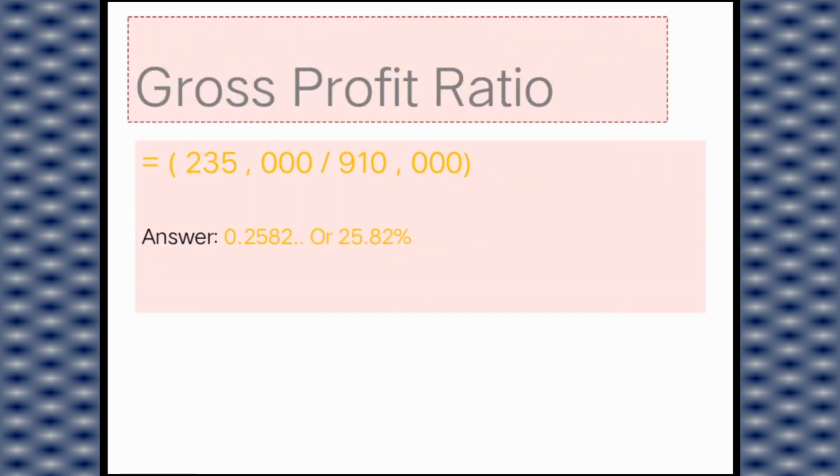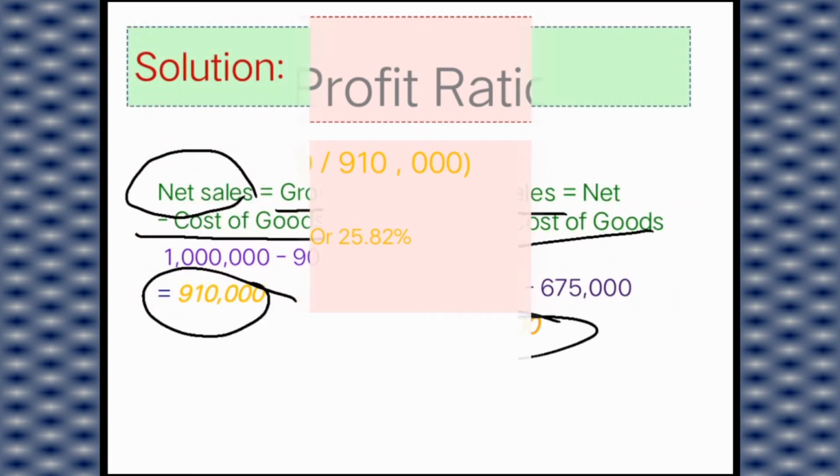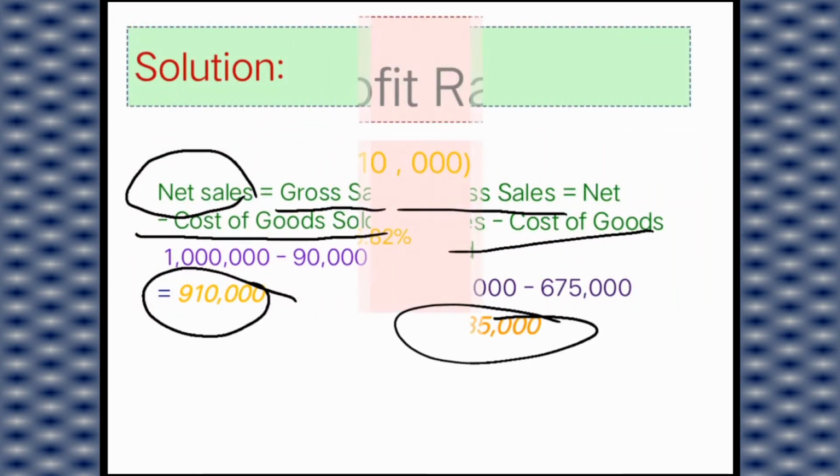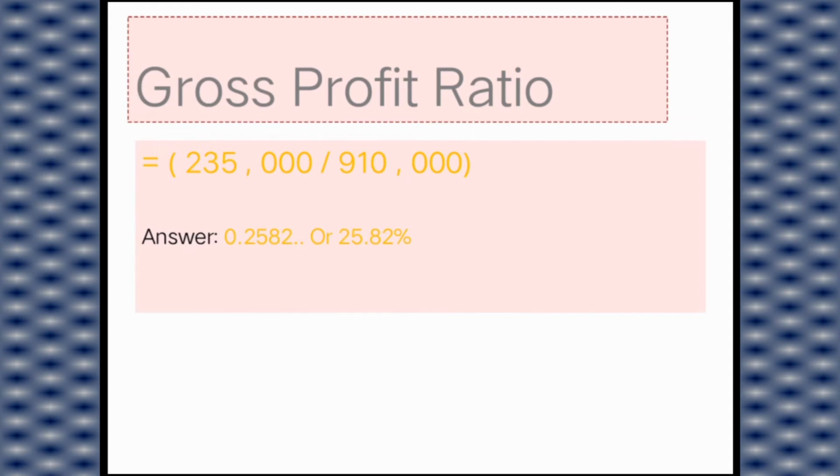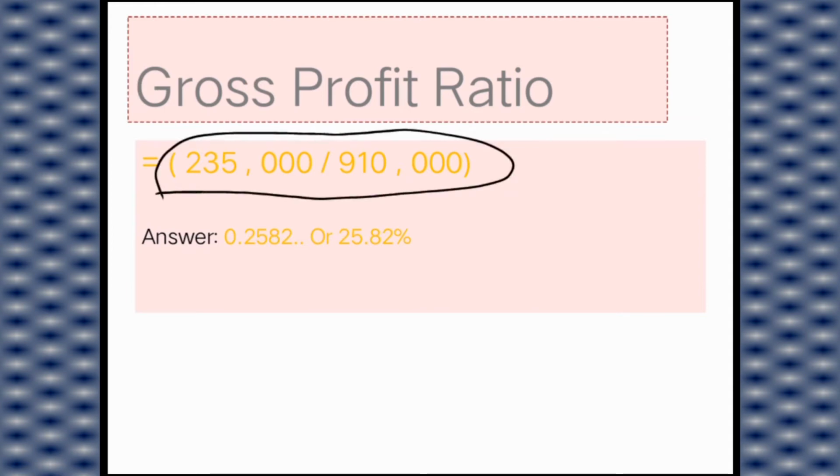So, the ratio is computed by dividing the gross profit figure by net sales. So, you just divide the two, and that gives you the ratio. So that's it.